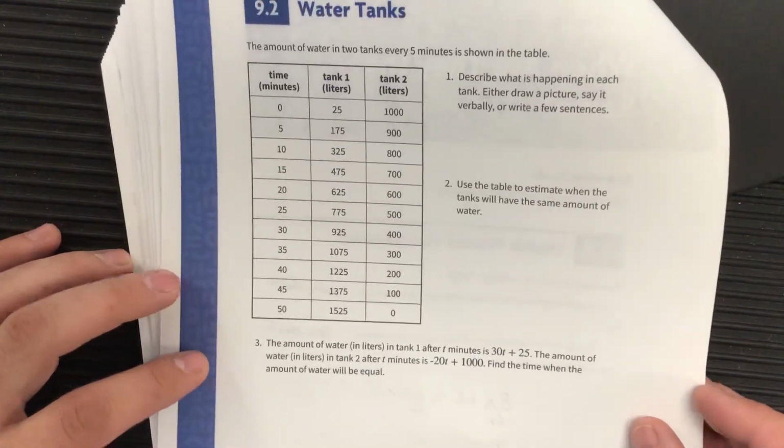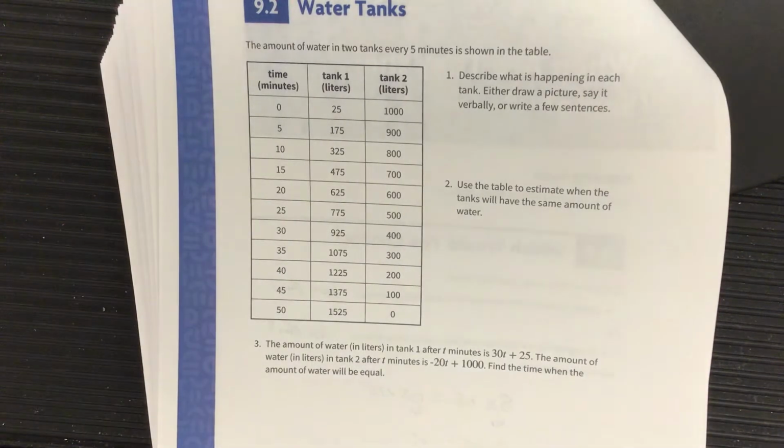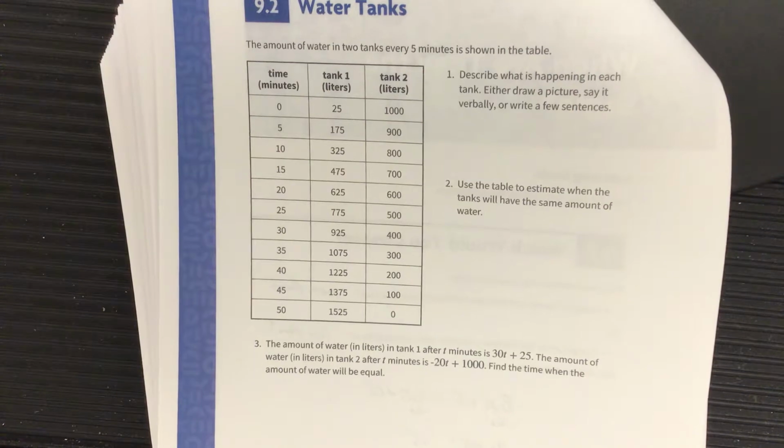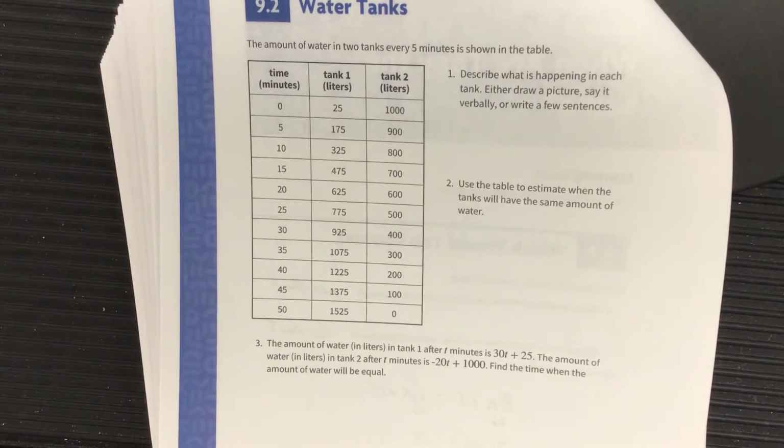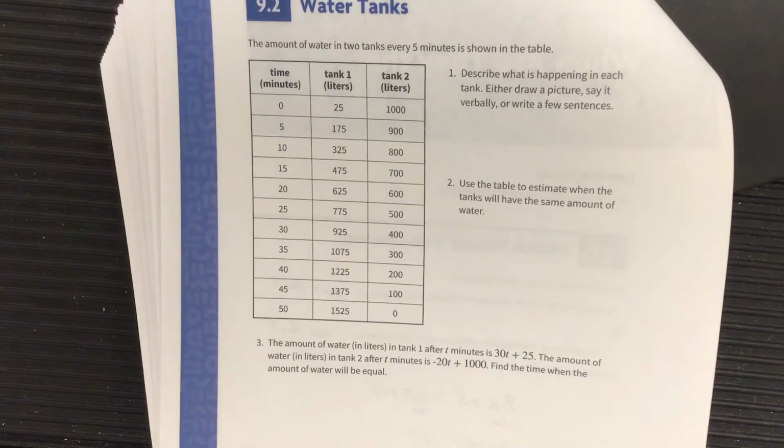Kaylee, would you read it, please? The amount of water in two tanks over 45 minutes is shown in the table. Question 1: Describe what is happening in each tank. Either draw a picture, say it verbally, or write a few sentences. What is happening in each tank?